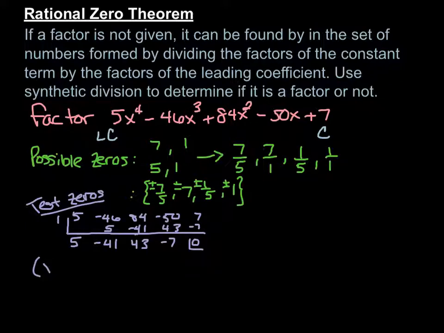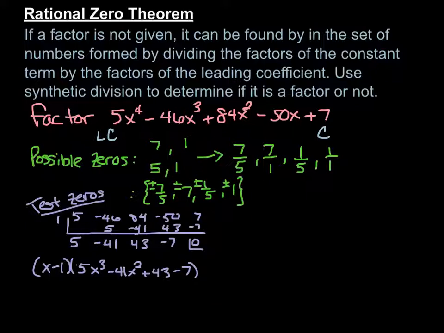So that means we can write this as x minus 1. And then this is going to be our new polynomial: 5x to the third minus 41x squared plus 43x minus 7. Now we can still factor this. I'm still going to try and factor this. Now our zeros are still going to come from this set.